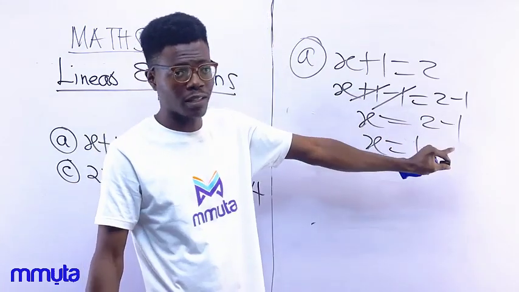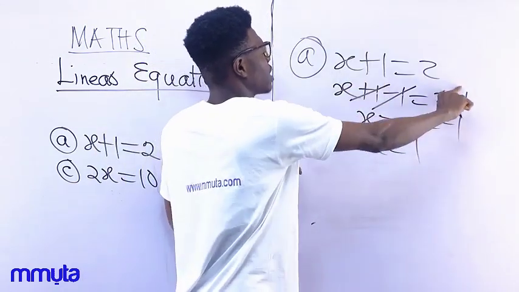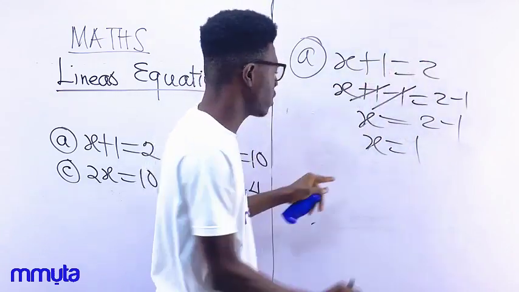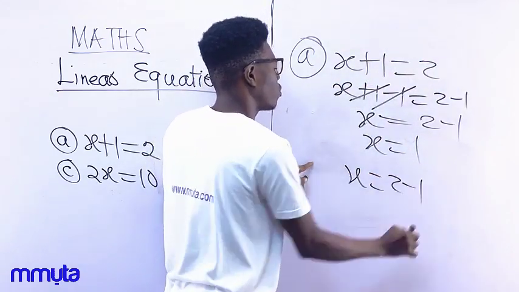If you don't want to do it this way, you can simply say shift this to this side. When plus crosses the sign of equality, you get x is equal to 2 minus 1.